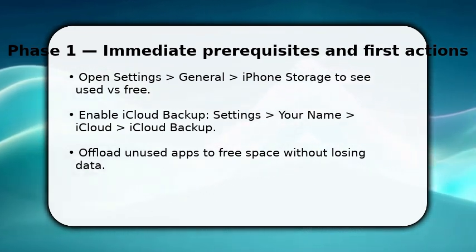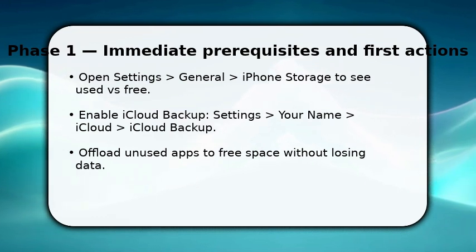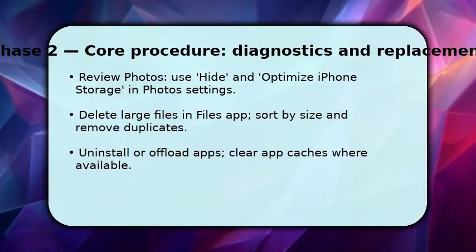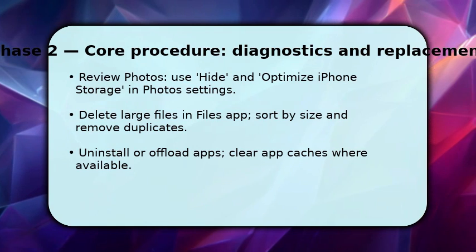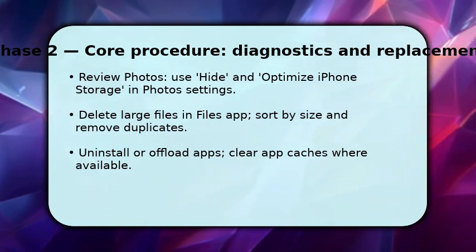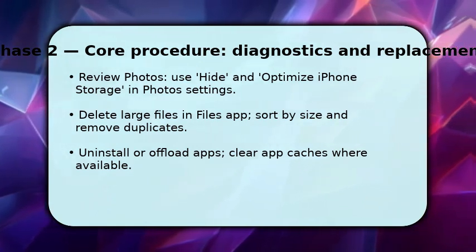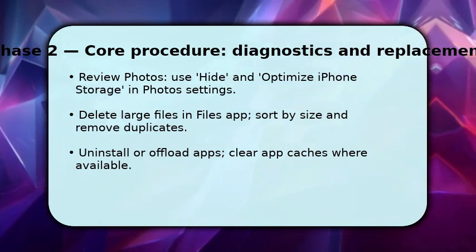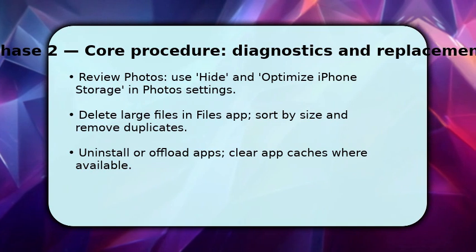Now that your baseline backup is in place, you can remove items without risking loss, and you know why each step protects your data. Next, you tackle the biggest consumers: photos, files, and apps. In Photos, enable Optimize iPhone storage so originals move to iCloud and smaller versions stay local. That reduces space without losing images.